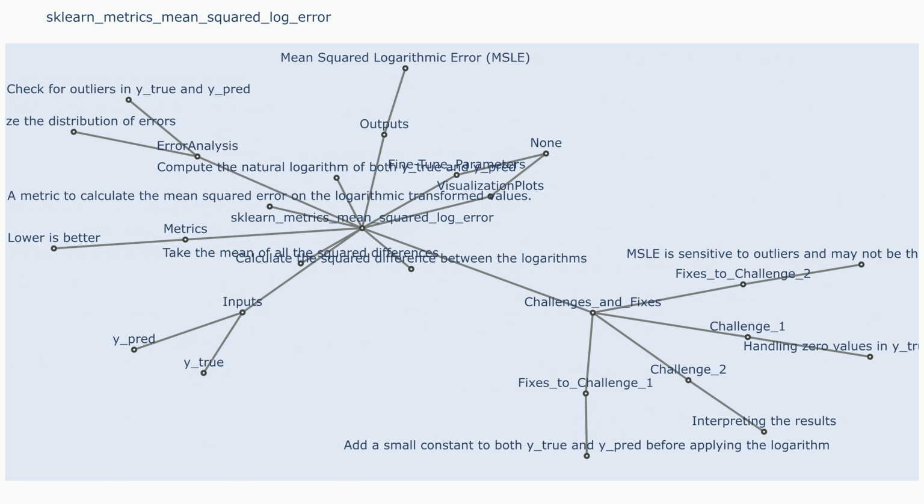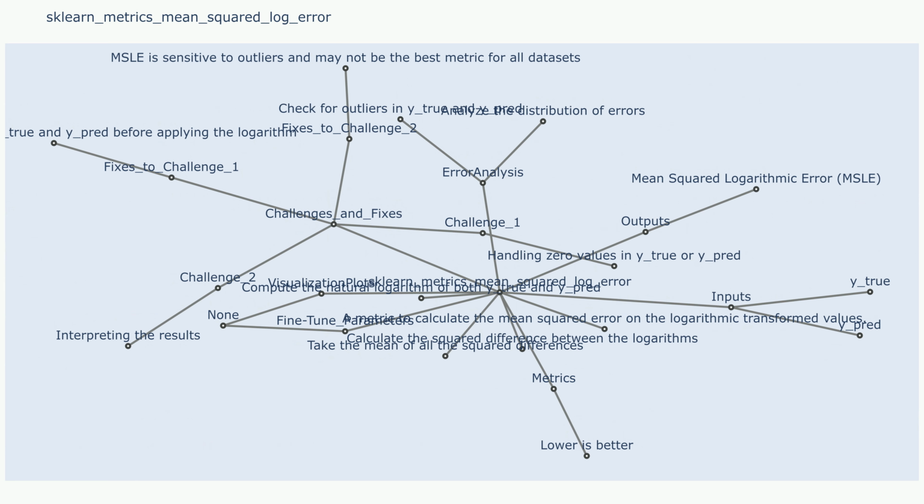Steps. Step 1: explain in detail the MSLE is calculated by taking the square of the difference between the logarithms of the predicted and actual values. Step 2: explain in detail this difference is then averaged across all data points.